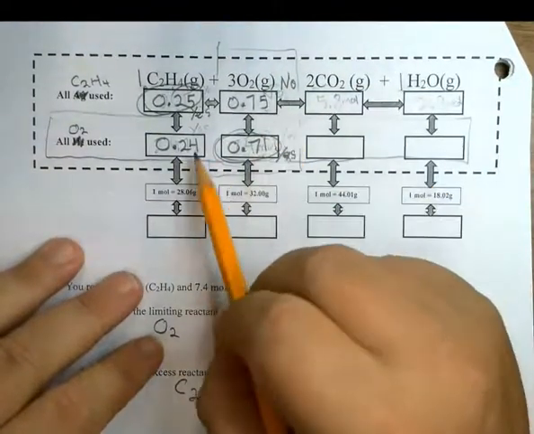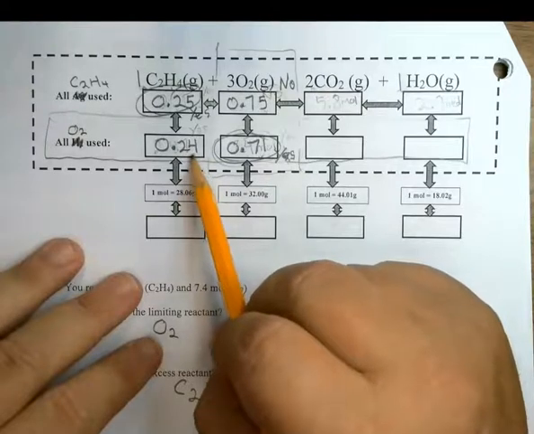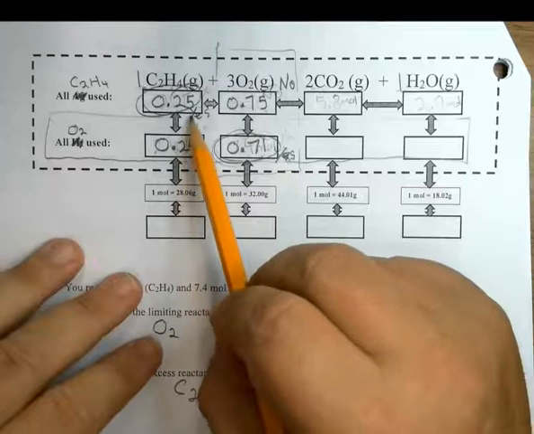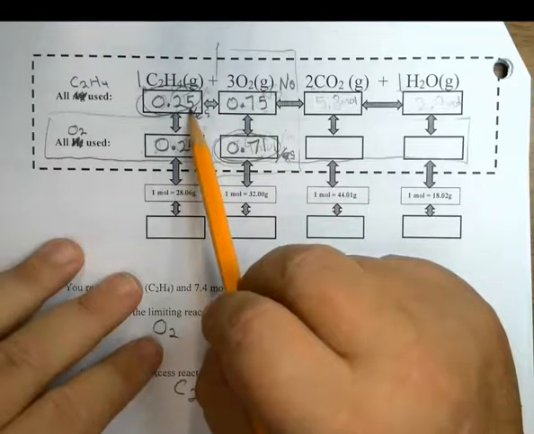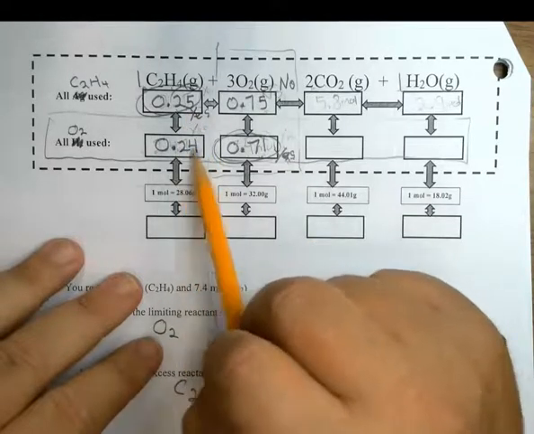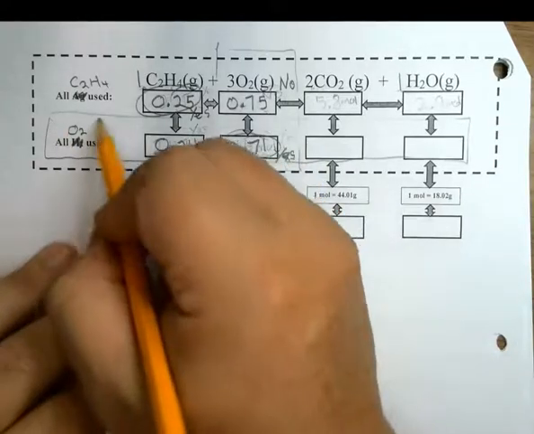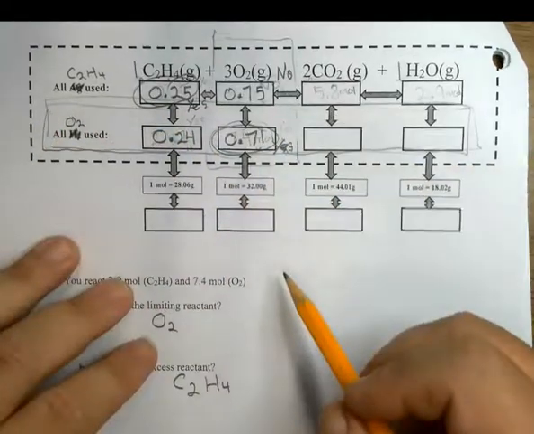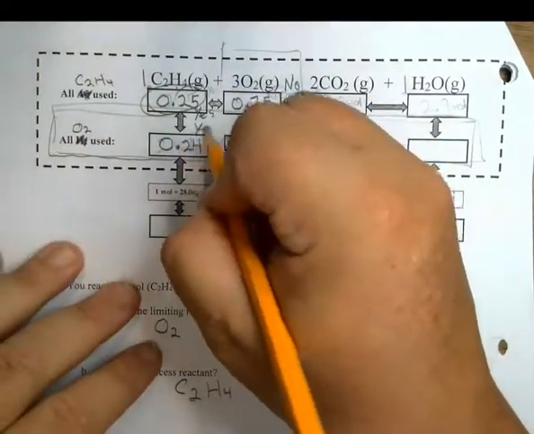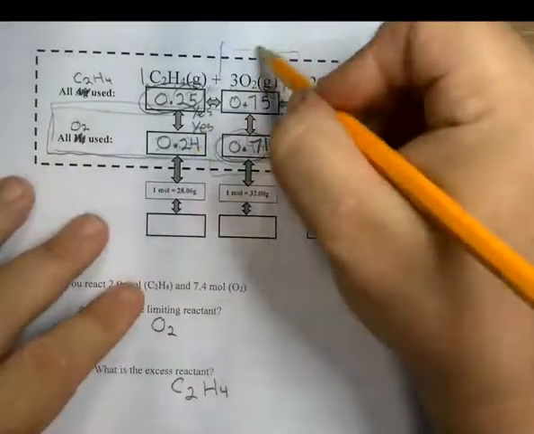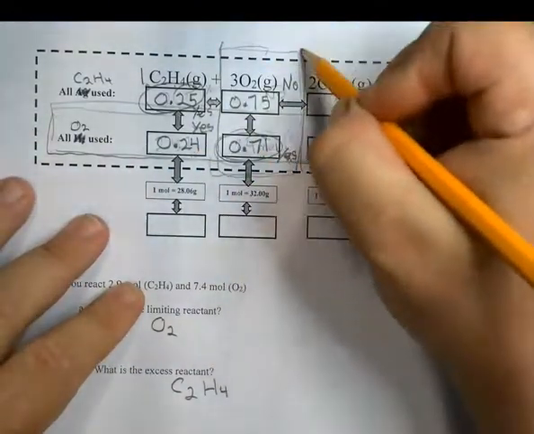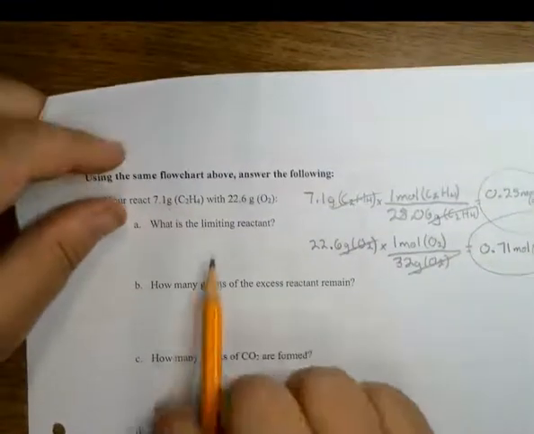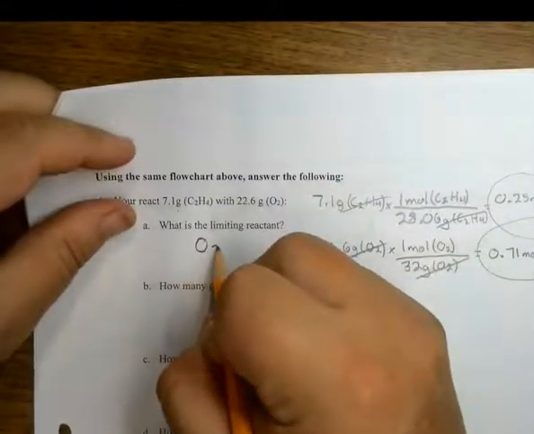How about this? Do we have at least 0.24 moles of C2H4? Yeah, just barely, but we do, because we're given 0.25, so we have enough to make this reaction work. So the bottom reaction is the one that's going to work. The limiting reactant is the one with the no in the column. So what is the limiting reactant? It's O2. That's where the no was.